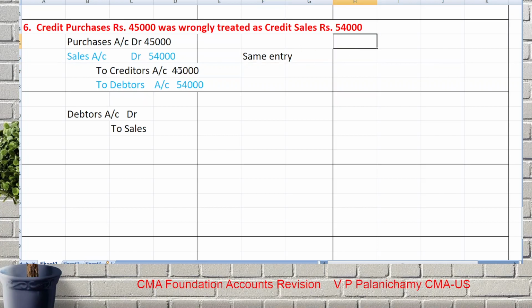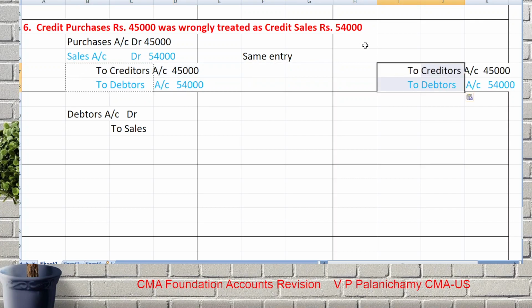If it is after final accounts, it is the same: purchases to creditors, debtors to sales, reversed. In the place of purchases and sales, you will use which account? P&L adjustment account.